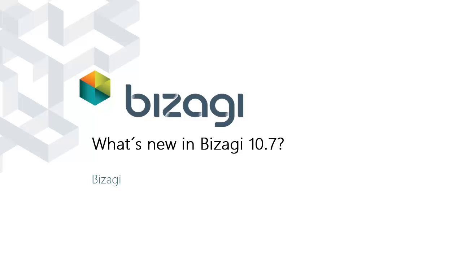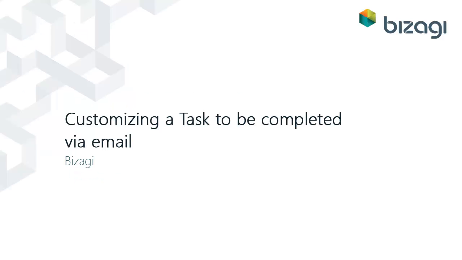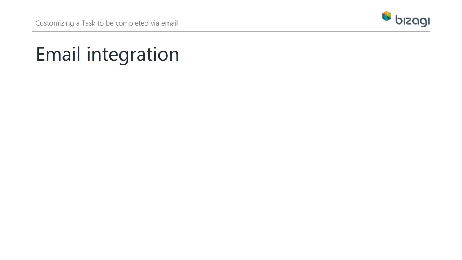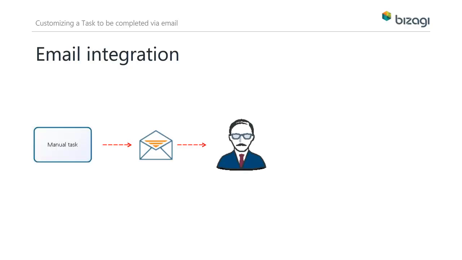What's new in Bizagi version 10.7? Customizing a task to be completed via email. In Bizagi version 10.7, you can easily configure any manual task and enable an assigned user to complete it via email. This functionality is known as email integration.